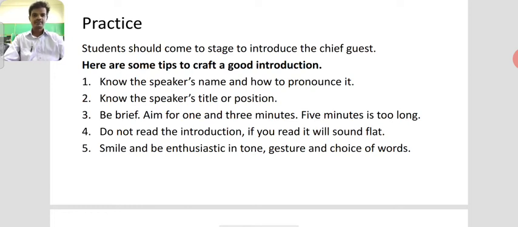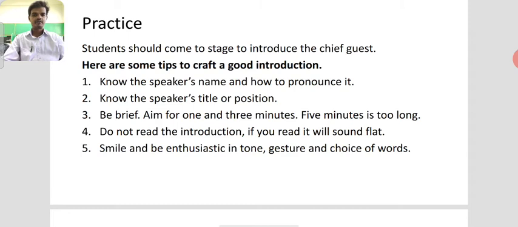And next point, fourth one, do not read the introduction. If you read, it looks awkward, because it will sound flat, with no intonation or natural expressions. That's why do not read. Say it naturally, speak naturally, express yourself.